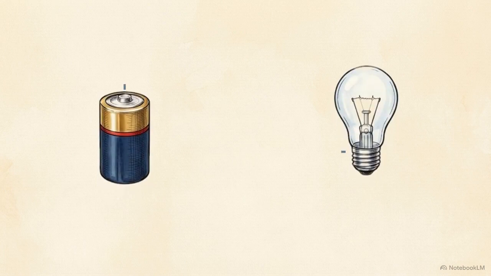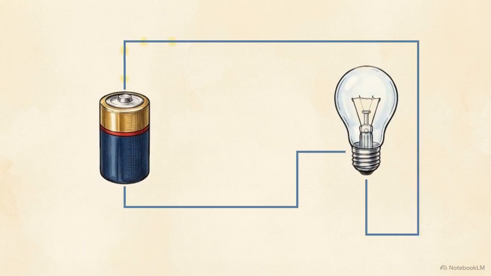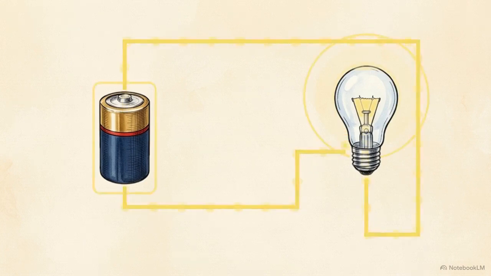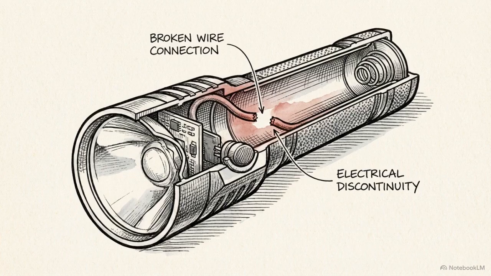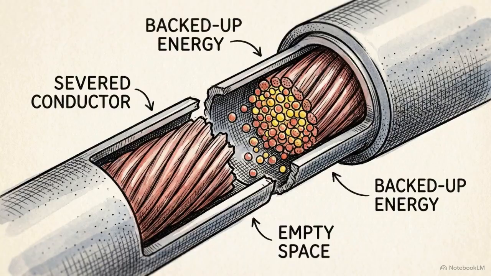Electricity is a physical flow of energy that requires a continuous, unbroken path to travel from a power source, through a device, and back again. This completed loop is a closed circuit. A failing flashlight indicates that this physical path is interrupted somewhere inside the casing. This interruption creates an open circuit, which halts the flow of energy immediately.